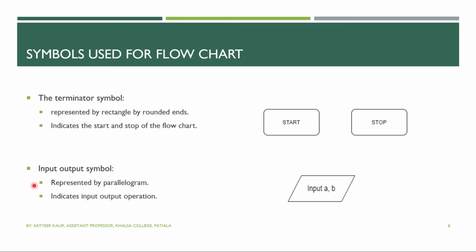The next one is input output symbol. It is represented by a parallelogram and indicates input output operation, like this one. This one is a parallelogram, and inside the parallelogram we write the input statement or the output statement.